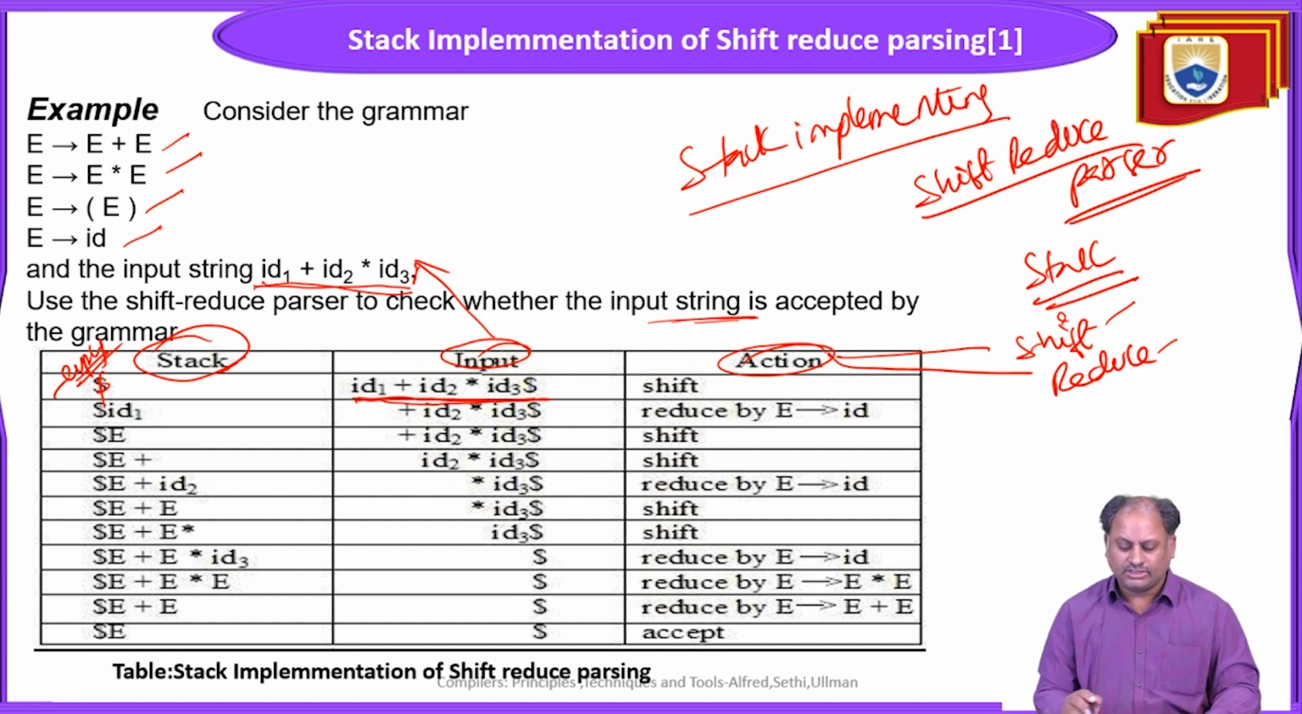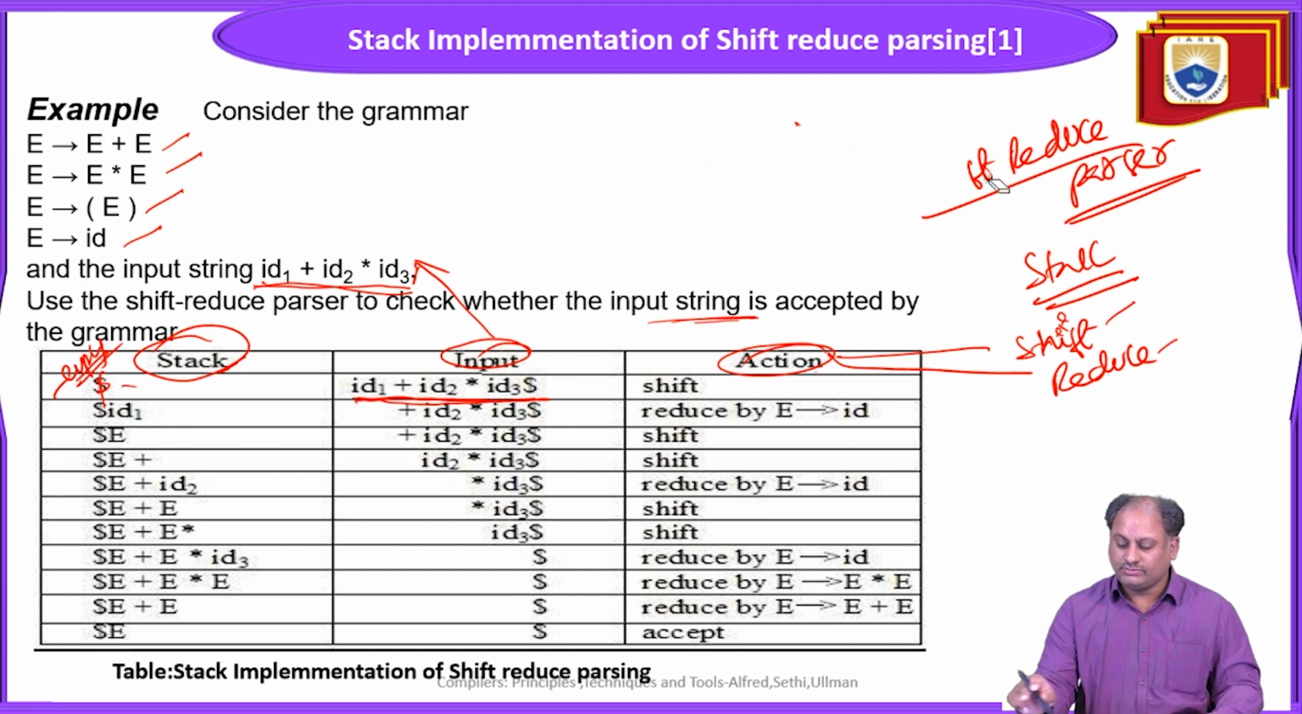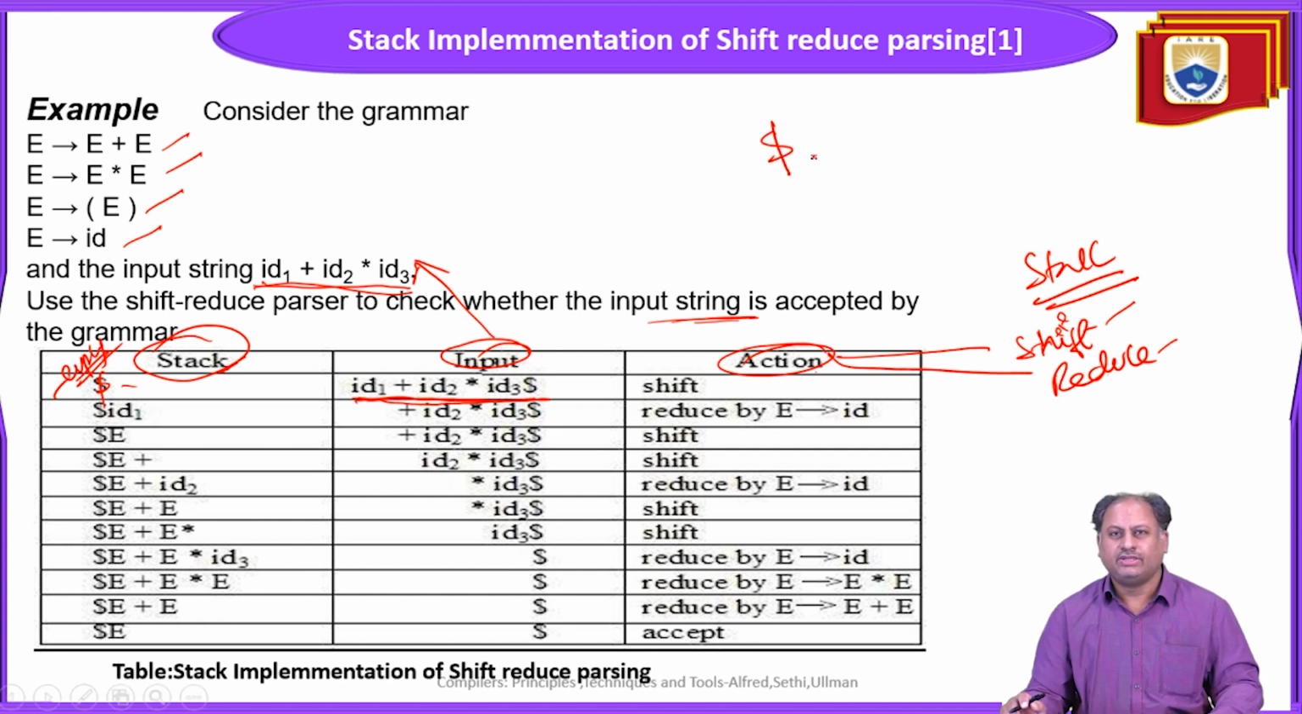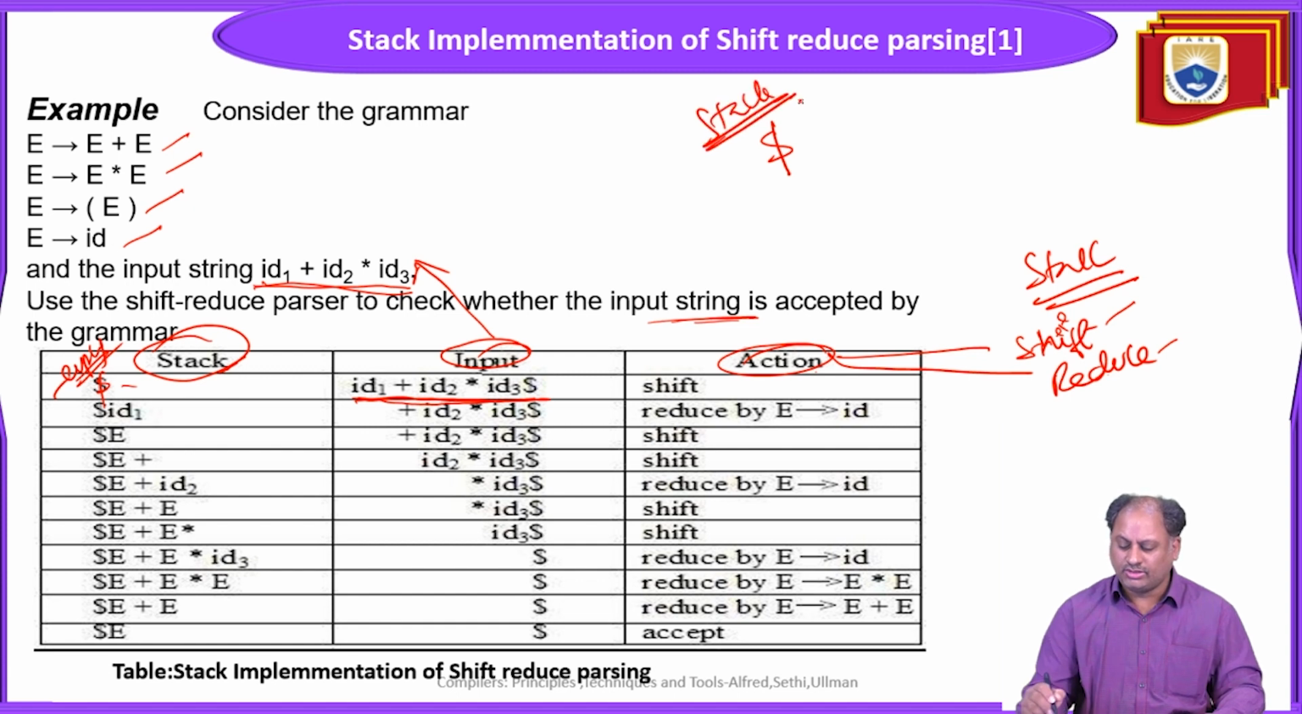Now, what is the action to be applied? Here we have to decide whether it is a shift action or a reduce action. Since the stack is empty, initially we have to apply shift. Why? Because there are no symbols in the stack, only the dollar symbol. So here we have to apply the shift.